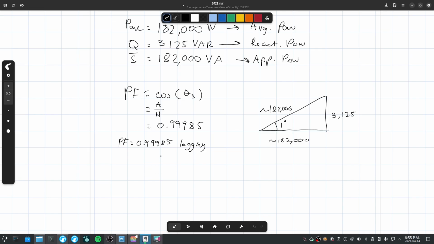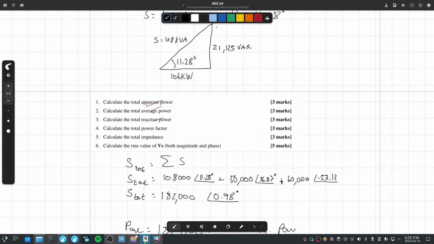And you can verify that by turning that into a degree again. You do cosine inverse of 0.99985, which is about 1 degree. You actually get 0.992 degrees. So there's your power factor.